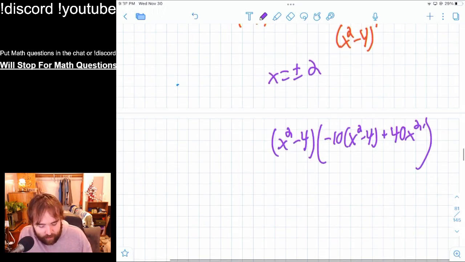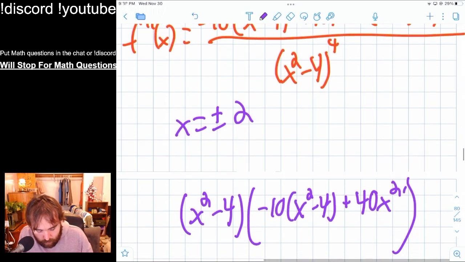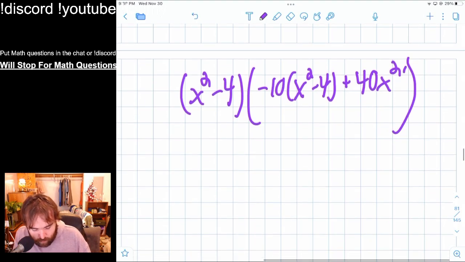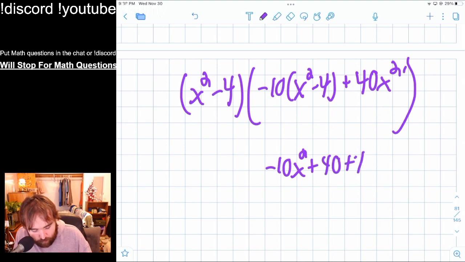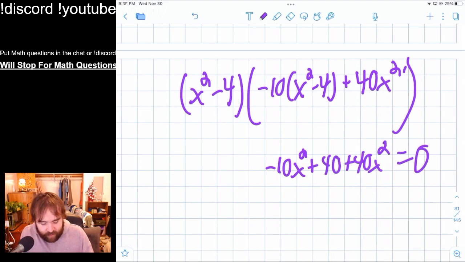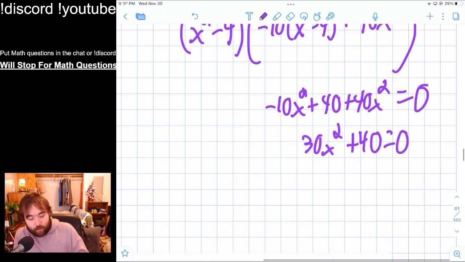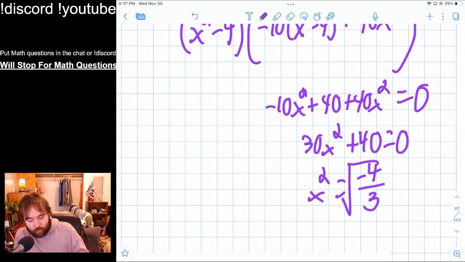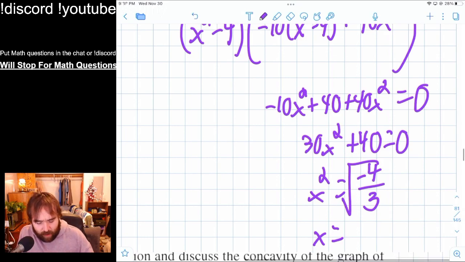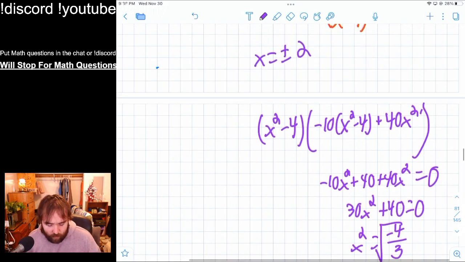Right, and I want to say when does that equal 0? So I get the plus or minus 2 again. But then I'm going to distribute this: -10x squared plus 40 plus 40x squared. And I got to say when is that equal to 0? So I'm getting 30x squared plus 40 equals 0. So x squared is -4/3, and square root both sides, and I get an i. Well, that's not actually going to be a 0.